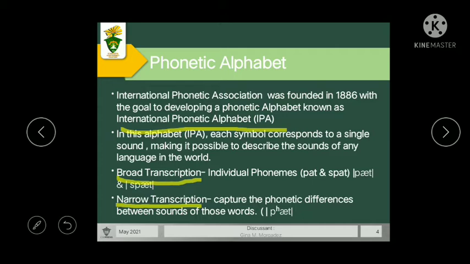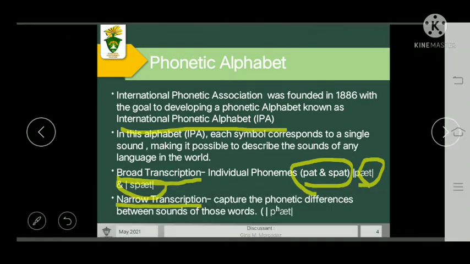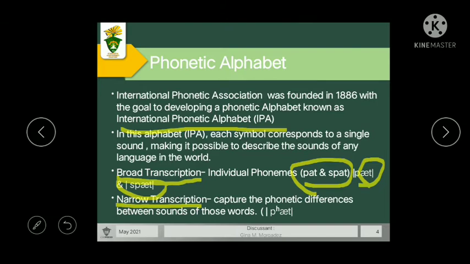The broad transcription is focused on individual phonemes. For instance, the words pat and spot. We can transcribe them like this. Take note that the grapheme A, or the letter A, when we transcribe it, is the same in both words, because broad transcription is focused on the individual phonemes.